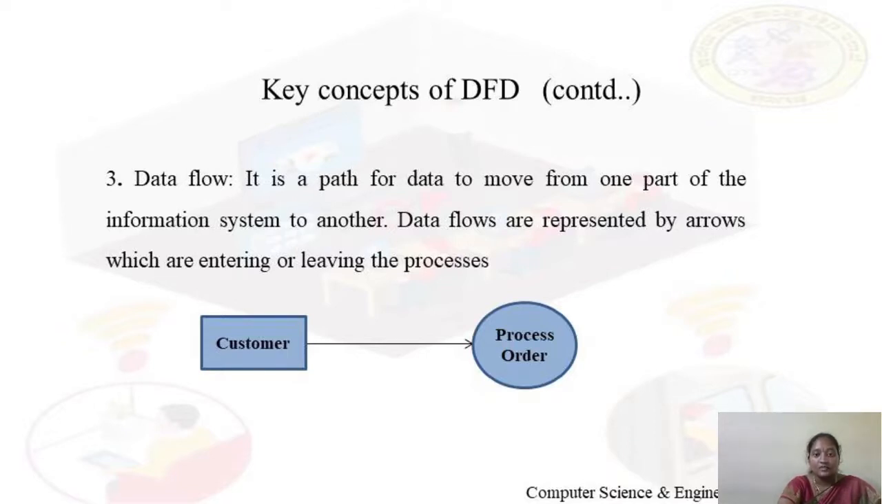This is a simple example of a DFD which contains a source or sink, customer, which is represented by a rectangle, and there is one process called process order, and an arrow represents a data flow which flows from customer to the process order. Students, remember that a process is represented by a circle and source or sink is represented by a rectangle, and a data flow is represented by an arrow.